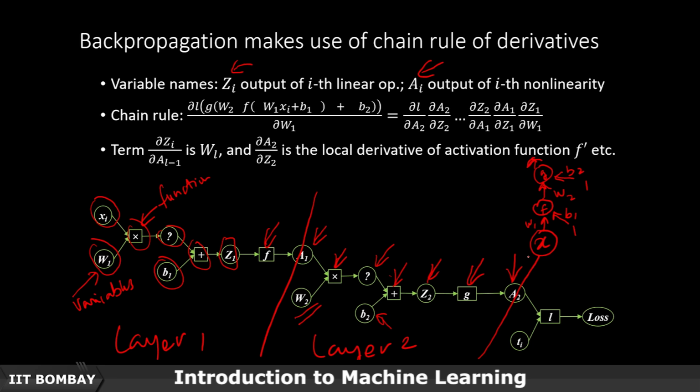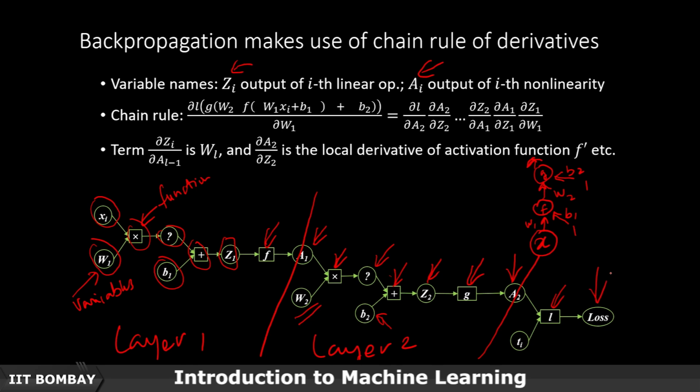We want this A2 to be close to the target variable t. So we put that into a function L, which is the loss function. For example, if it is a regression problem, we will take A2 minus ti whole squared, which is the mean square error, or if this was sigmoid, then we would take cross entropy loss. Whatever that is, we get this loss function L, and what we get out of that is the loss.